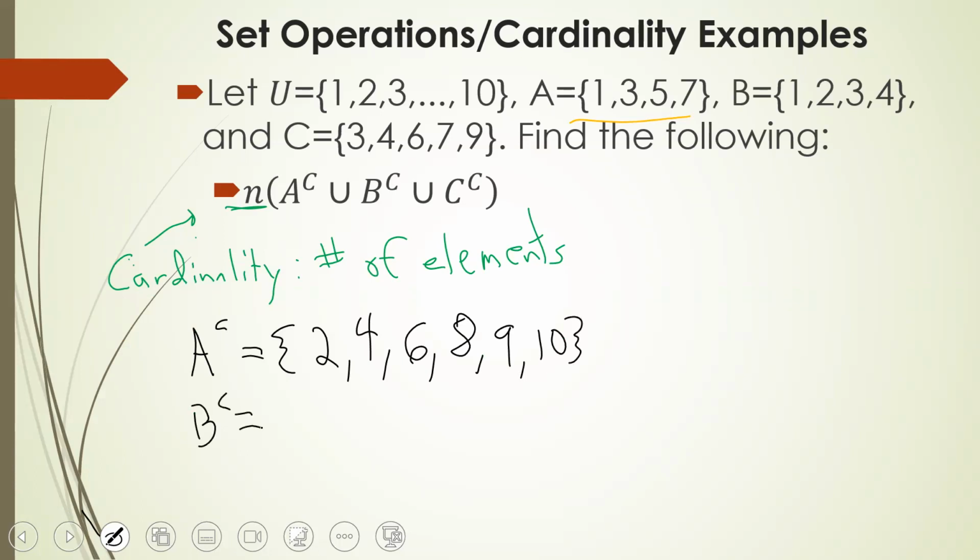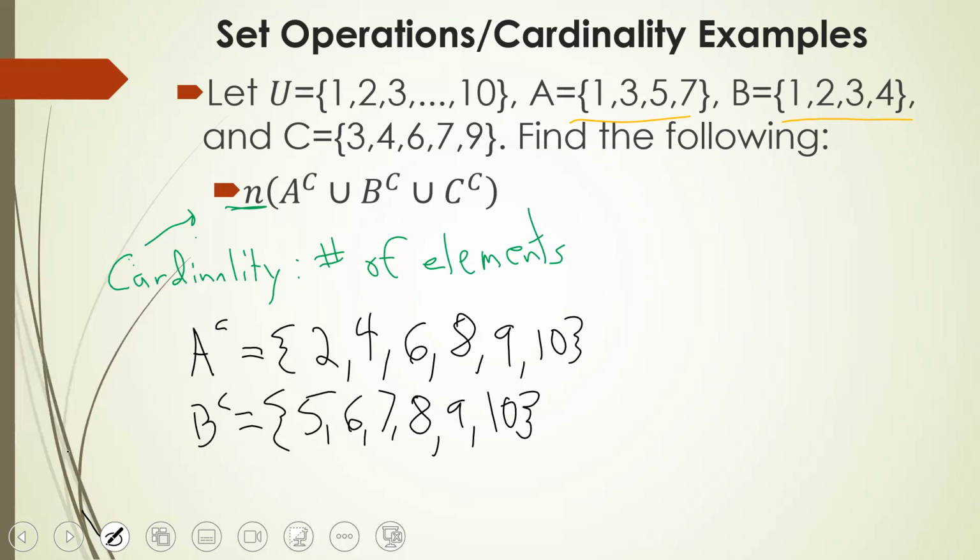Next is B complement. Well, the set B contains the numbers 1 through 4, or 1, 2, 3, 4. So the complement would be everything above that, right? So we'd have 5, 6, 7, 8, 9, and 10.